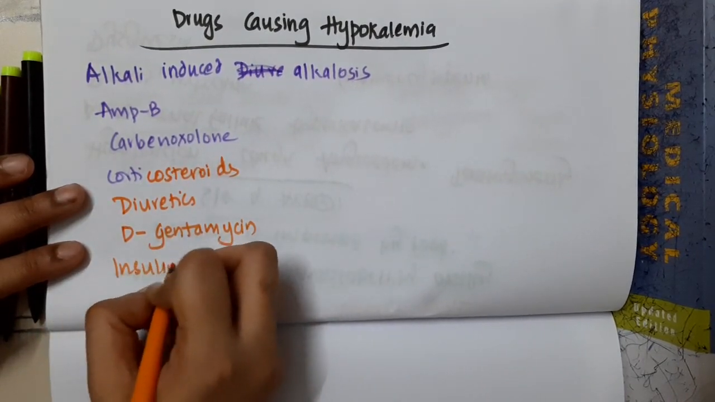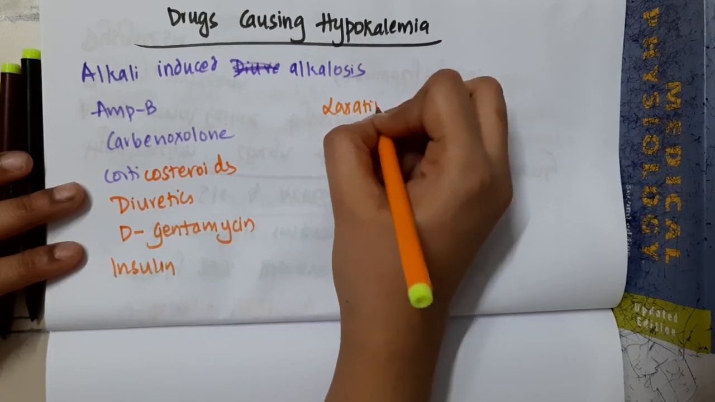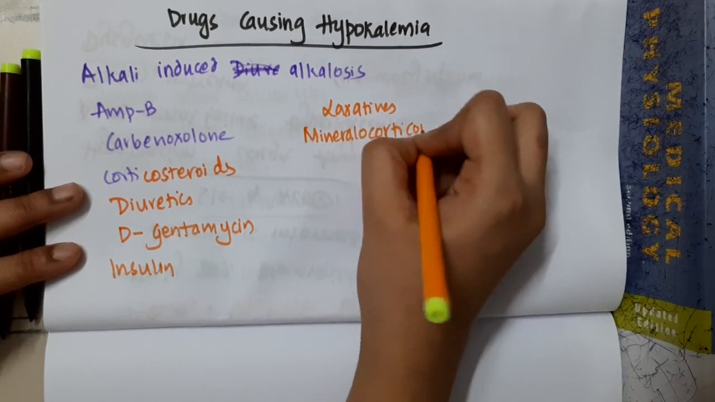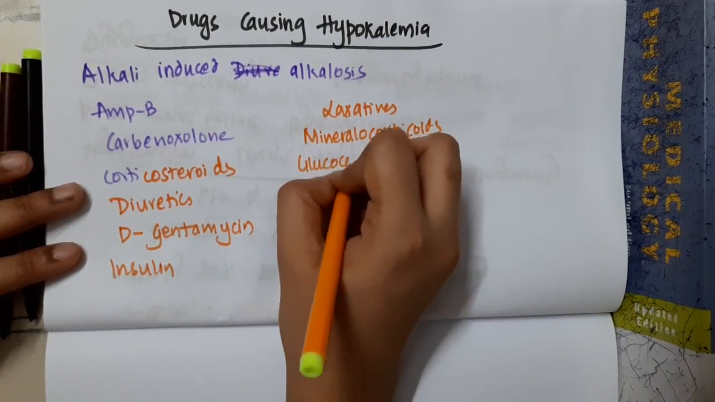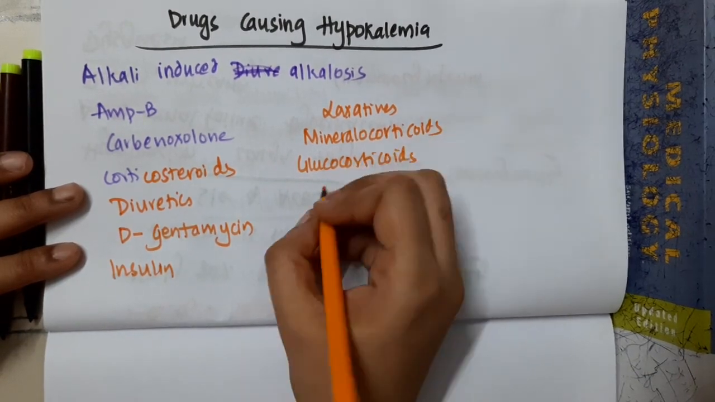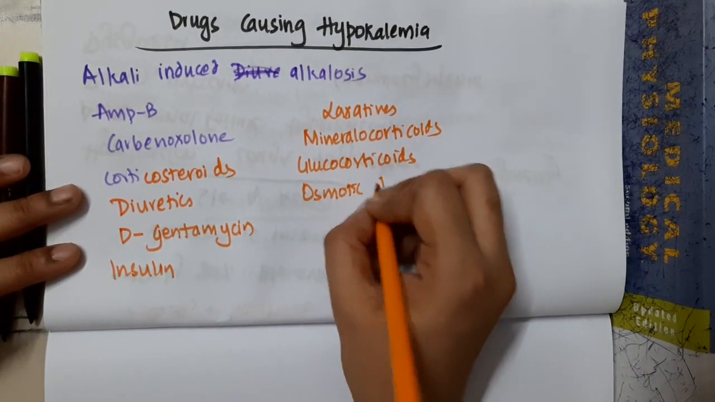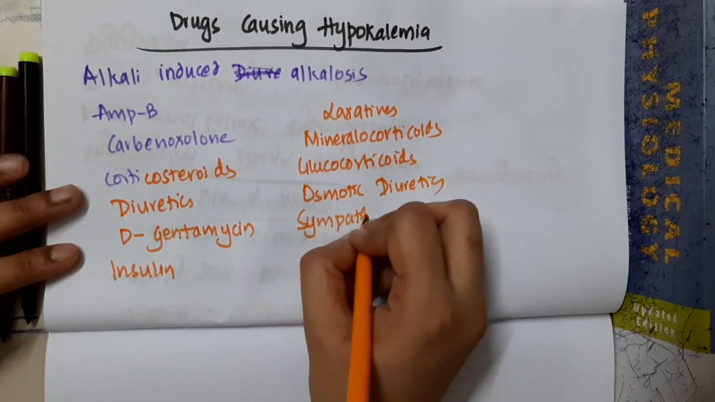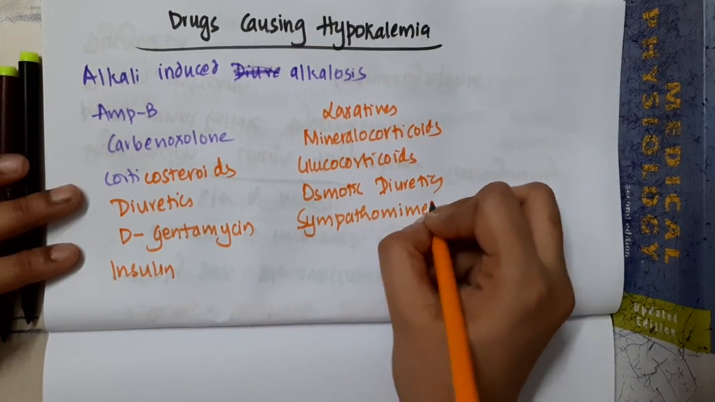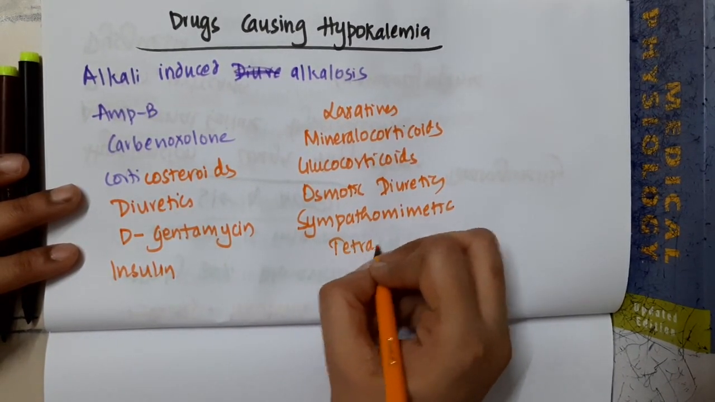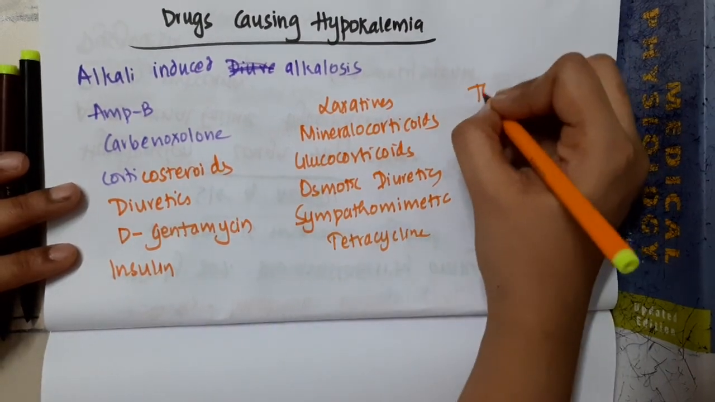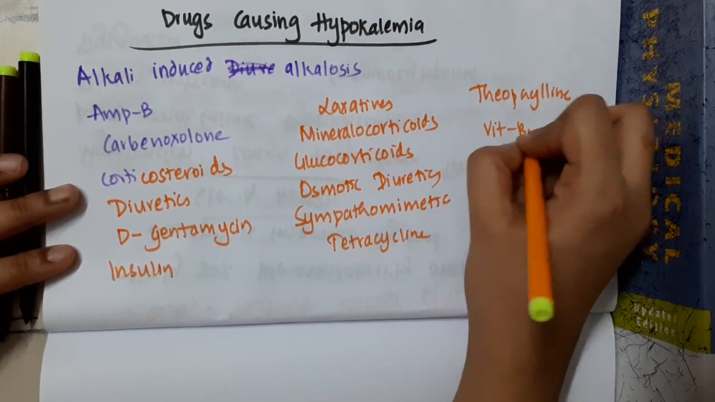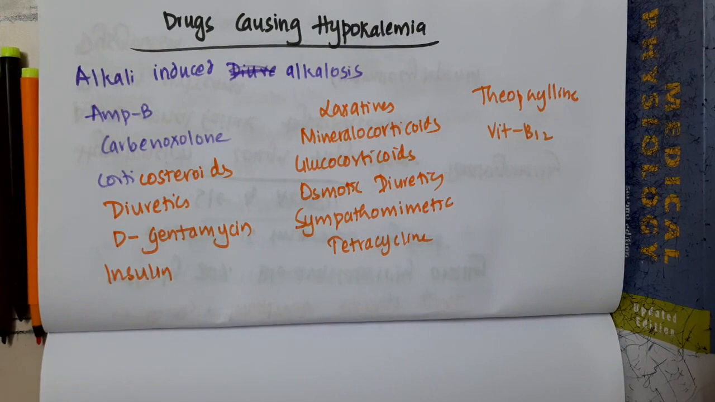insulin, laxatives, mineralocorticoids. Then we have glucocorticoids. Then we have osmotic diuretics, sympathomimetics, sympathomimetic agents. And then we have tetracycline, theophylline, vitamin B12. So all these are the drugs which are causing hypokalemia.